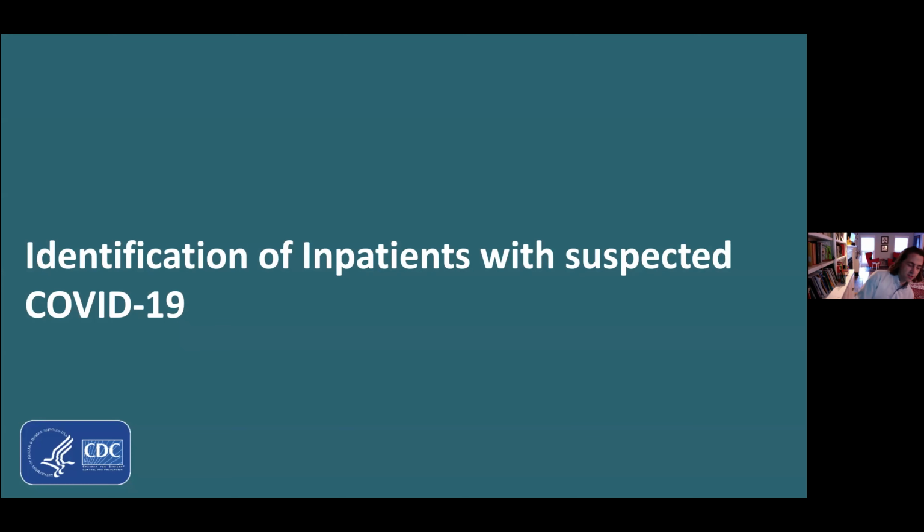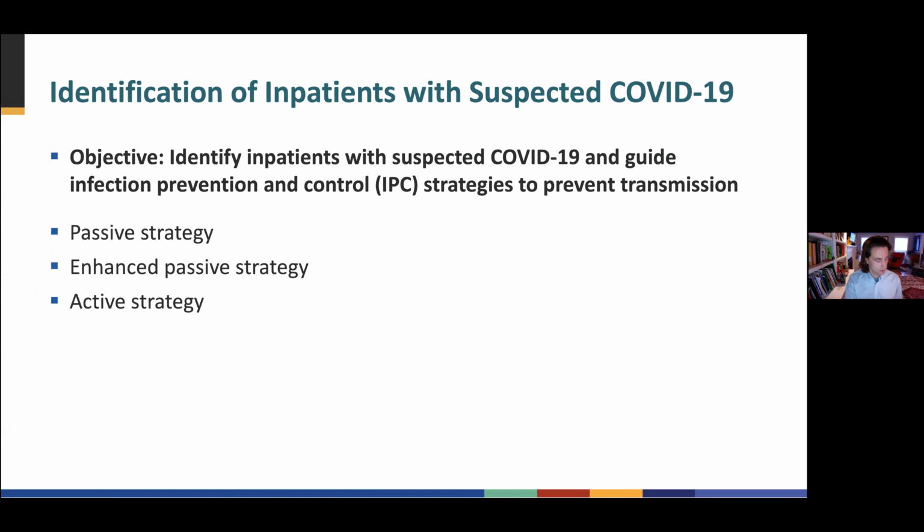Now, strategies to support the identification of inpatients with suspected COVID-19. The objective of these strategies is to identify inpatients admitted and not previously identified as suspect COVID-19 case patients. Recognition can help guide infection prevention and control to prevent nosocomial transmission.